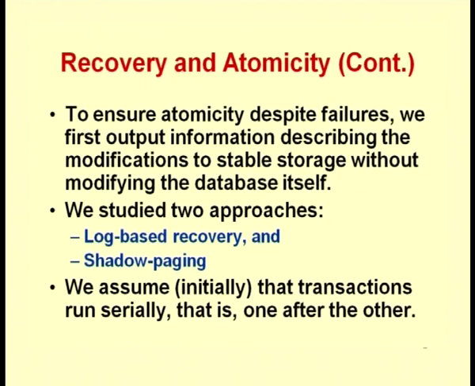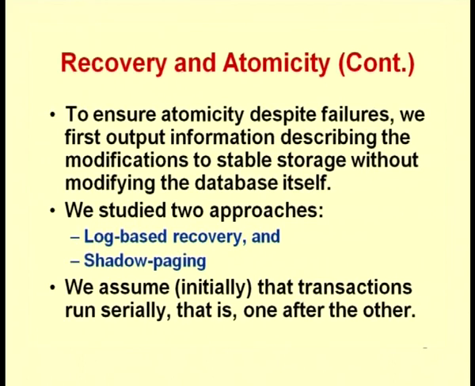To ensure atomicity despite failures, we will first output information describing the modifications that have to be done by this transaction to stable storage, without modifying the database itself. We do not modify the database, but we just record that these are the modifications that are going to happen. There are two approaches that we have already studied: one is called log based recovery and the other is called shadow paging, which we have already discussed. We initially assume that the transactions run serially, that is, one after the other.